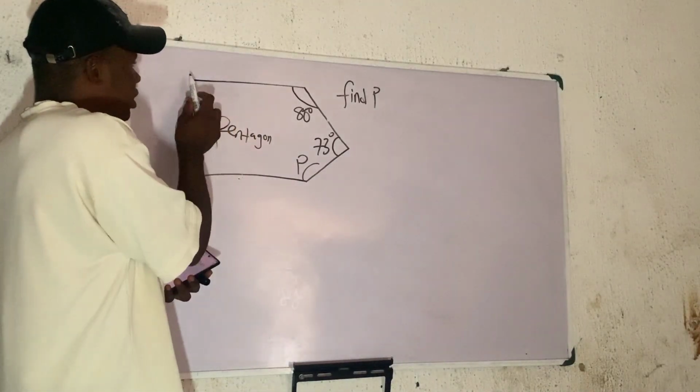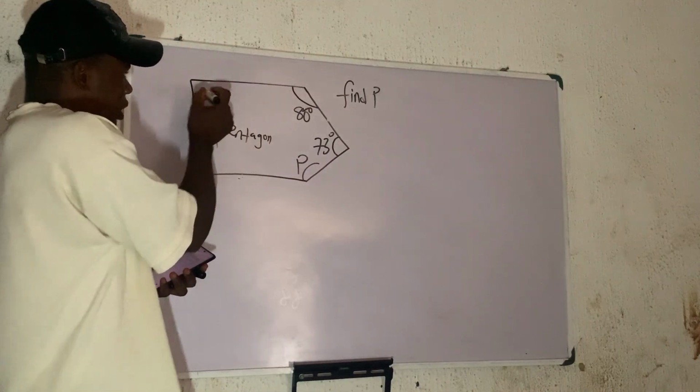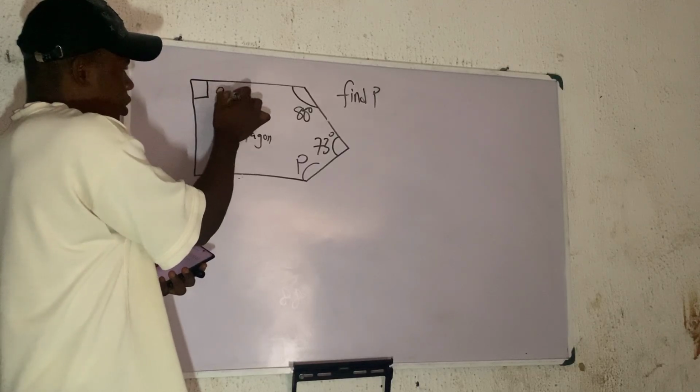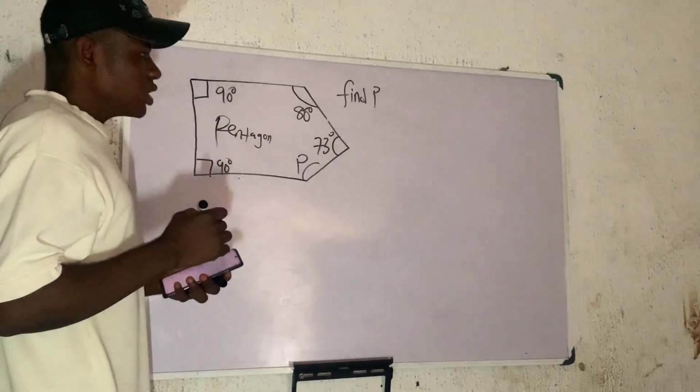Knowing fully well that this is a horizontal line, this is a horizontal line, and this is a vertical line, the angle that will be formed here must be 90 degrees, a right angle. Does it make sense?